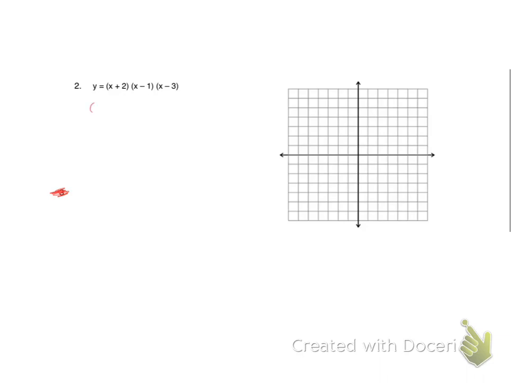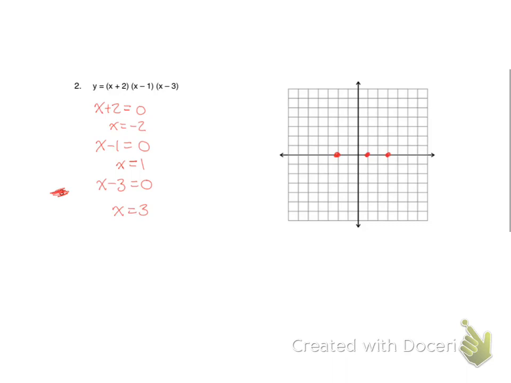Find the zeros. So set everything equal to 0. So x plus 2 is going to equal 0. X minus 1 equals 0. And x minus 3 equals 0. So that means that x is equal to negative 2, x is equal to 1, and x is equal to 3. So plot those points on your graph. Negative 2, 1, and 3. So we have the zeros.